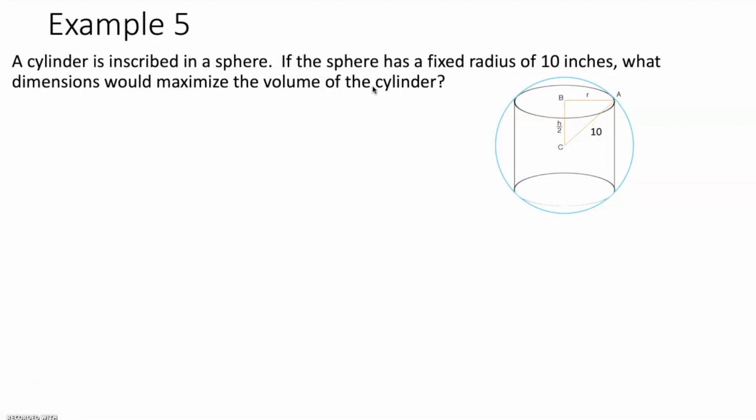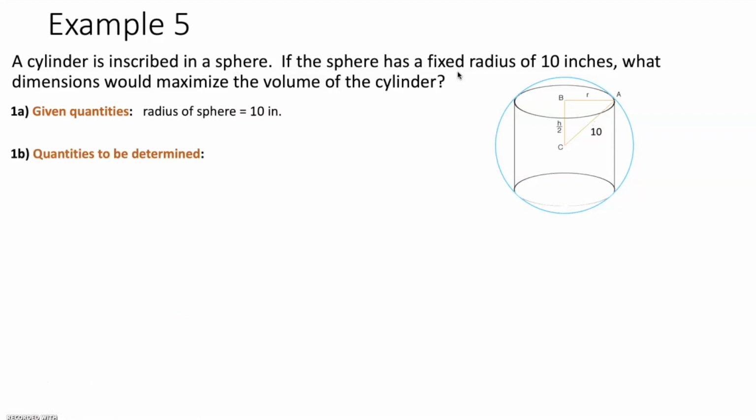The first step is to make a sketch, which they already give us. We're going to then label any constant measures with a number, and any measures that we're trying to maximize or minimize with a variable, and they already do that for us as well. So we then move on to the next part of step 1, which is to state any given quantities. What are we given? Well, the only thing we're given is that the sphere has a fixed radius of 10 inches.